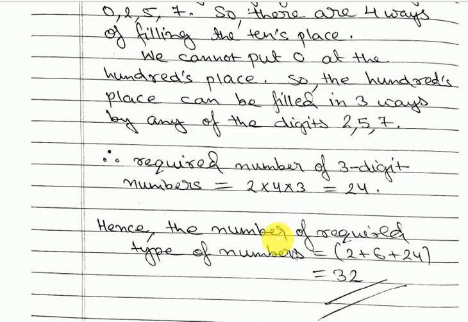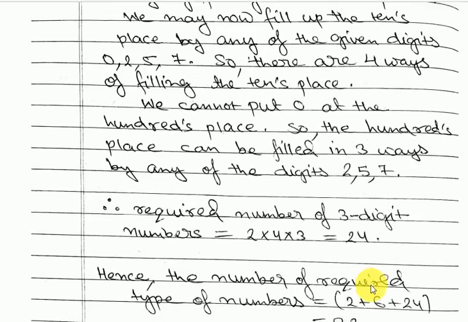Hence the number of required type of numbers, odd numbers, will be 2 plus 6 plus 24, that is 32. So 32 odd numbers we can get less than 1000, using those 4 digits. Clear?